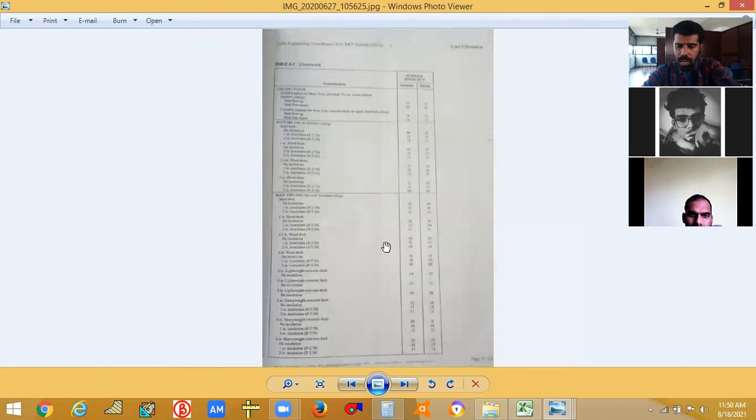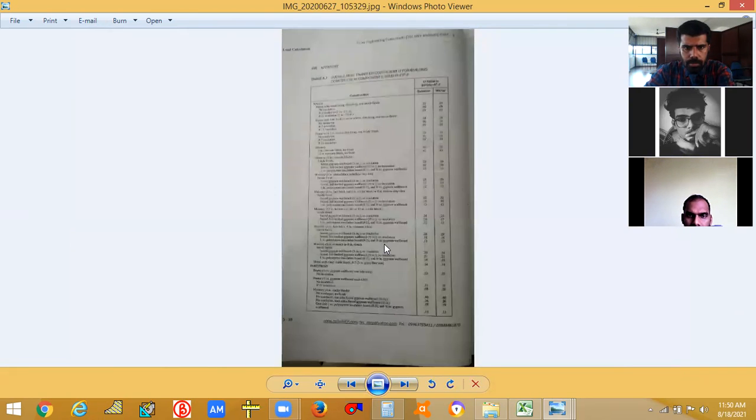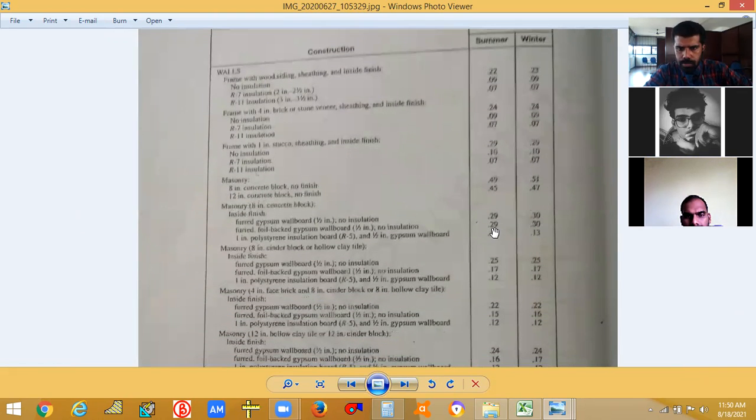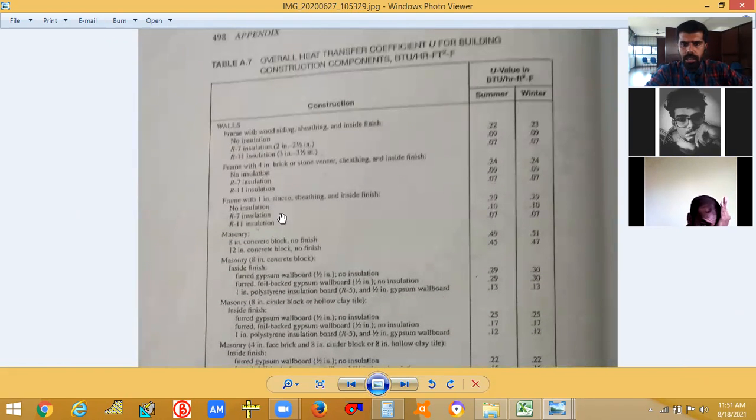So here we are dealing with wall, right? Overall heat transfer coefficient U for building construction components. So for wall, I have taken 0.28. I have taken the plugged gypsum wall board, half-inch, with no insulation. You can choose whatever you want for wall, and you can choose whatever value according to the real project.